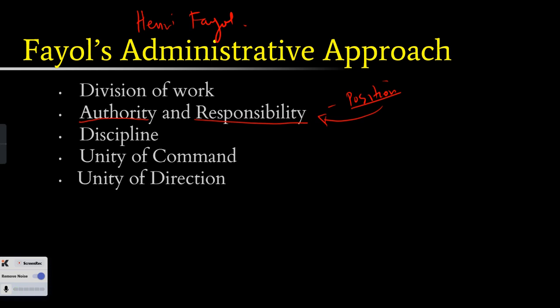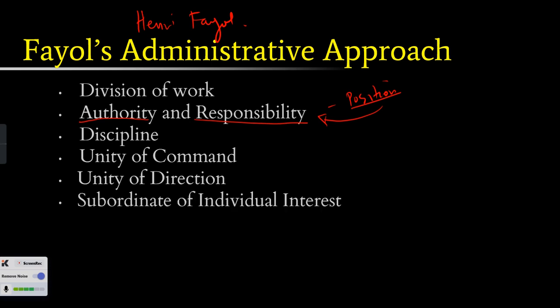Next one, unity of direction. So, this ensures that all actions are properly coordinated and requires employees to perform and carry out activities as one team. They are into the same objectives, but they are also using one plan, 'di ba? So it is very important that you are also in one direction only, achieving the same objectives.